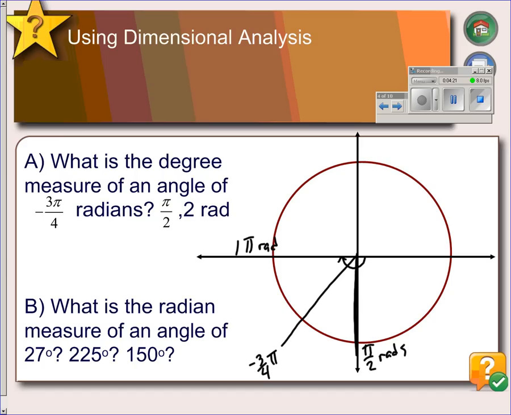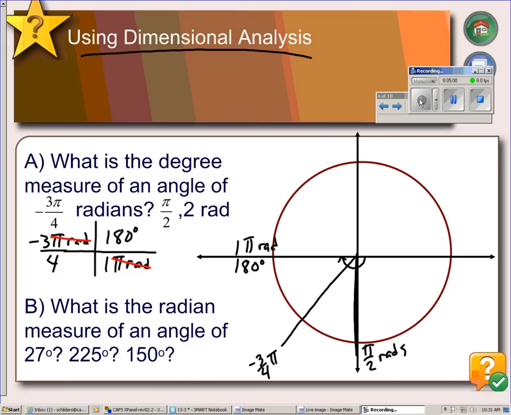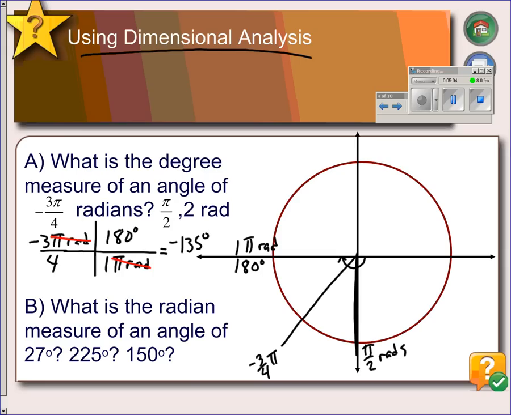But one way we can do it is using dimensional analysis. With dimensional analysis, you start with your radian measure, and you use a conversion, a fence and post, to convert it into degrees. So if we know that 1 pi radian is equal to 180 degrees, then we can use that conversion factor. So we can cancel the pi radians because one's on top and one's on bottom. And then we just have to simplify this fraction. And this fraction simplifies to negative 135 degrees. That's the same thing that we would get if we did a calculation of 90 degrees plus 45 degrees, which is negative 135 degrees.